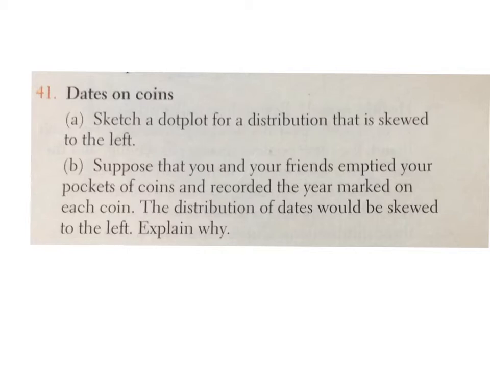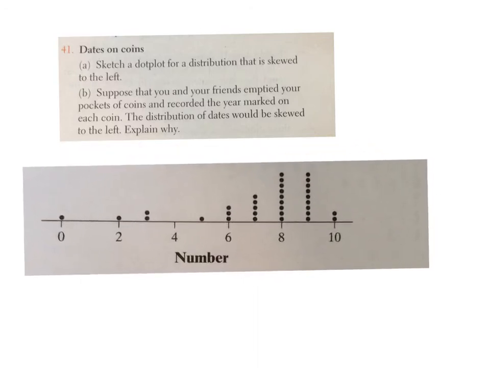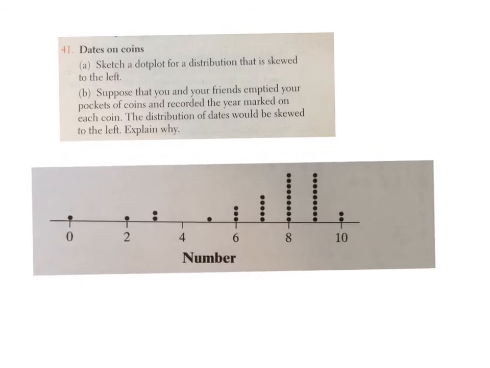Okay, here's number 41. This is on page 43. And a sketch of a dot plot for a distribution that is skewed to the left. So, it's right here. Here's an example. Yours might look different. But this is skewed to the left. So remember, think of it as skiing. So you would ski down this side of the hill, skewed to the left. The longer side, so here's the middle, and the longer side is on the left side. It's skewed to the left.